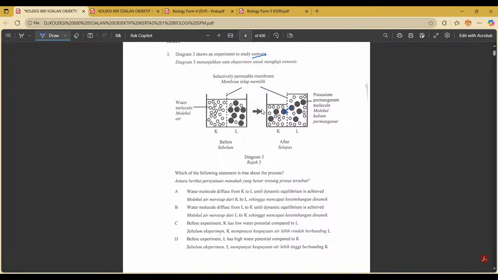Water goes from K to L, until dynamic equilibrium is achieved. Before the experiment, K has high water potential, high osmotic pressure, while L has low osmotic pressure.